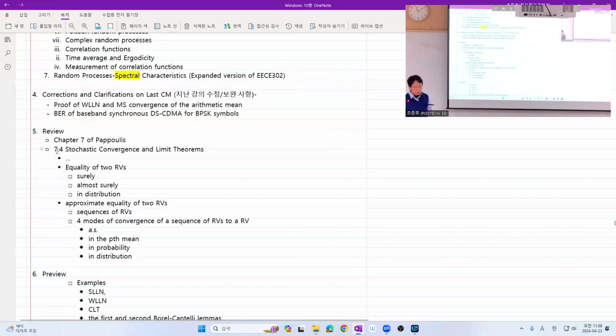Anyway, here goes the review. We've discussed what equality is. What does it mean for two random variables to be equal? Actually, there are many definitions.